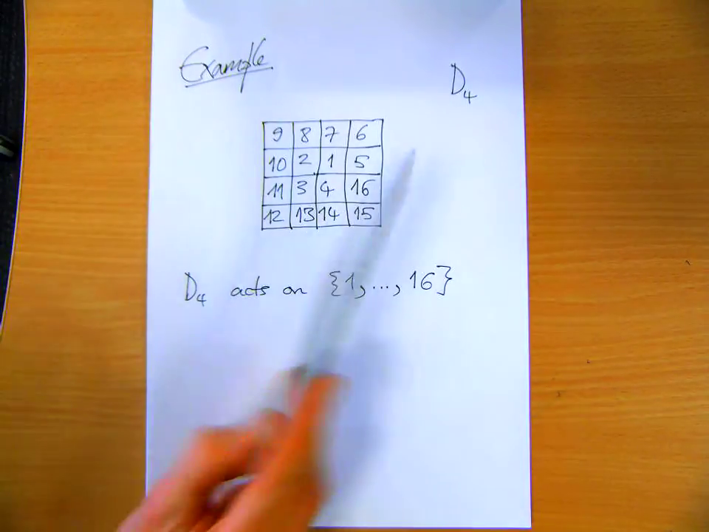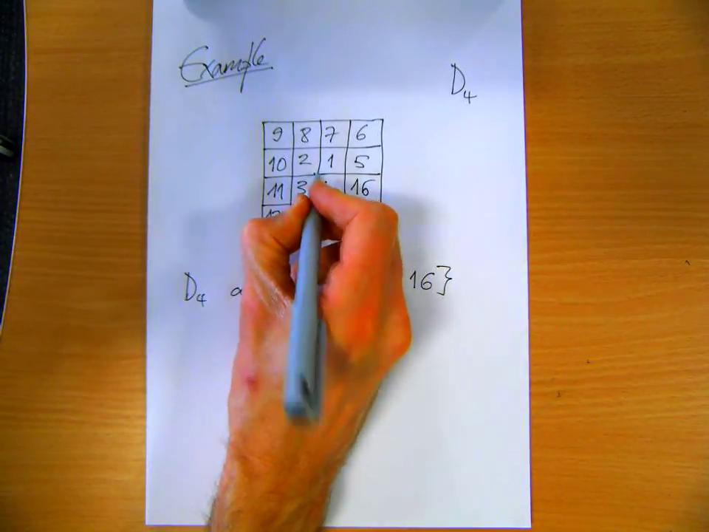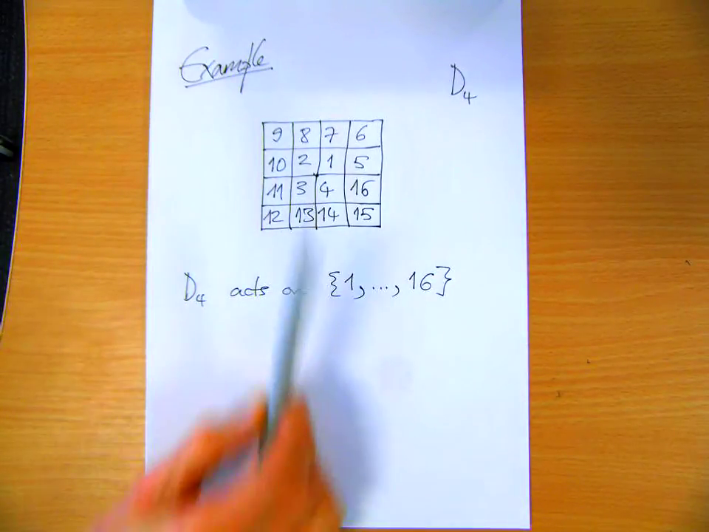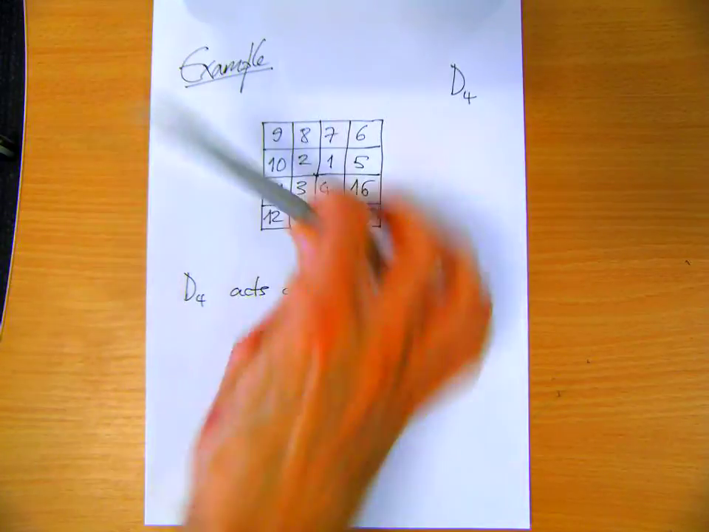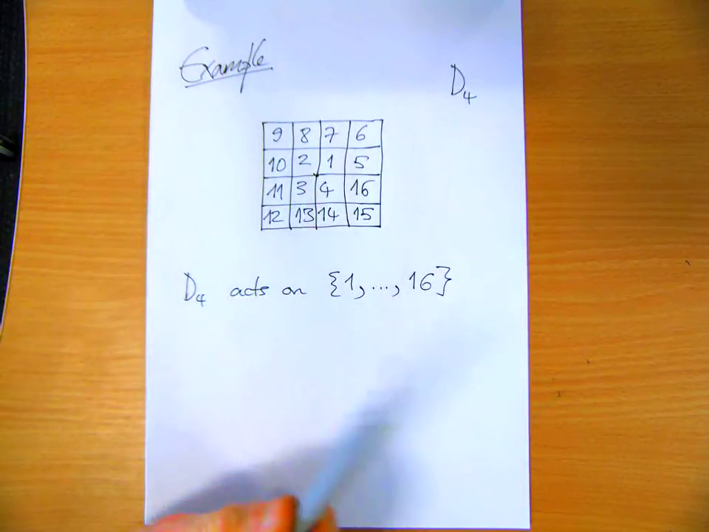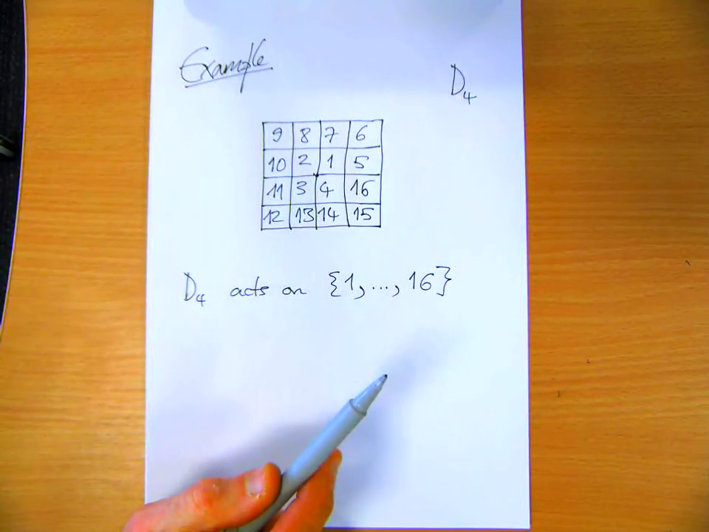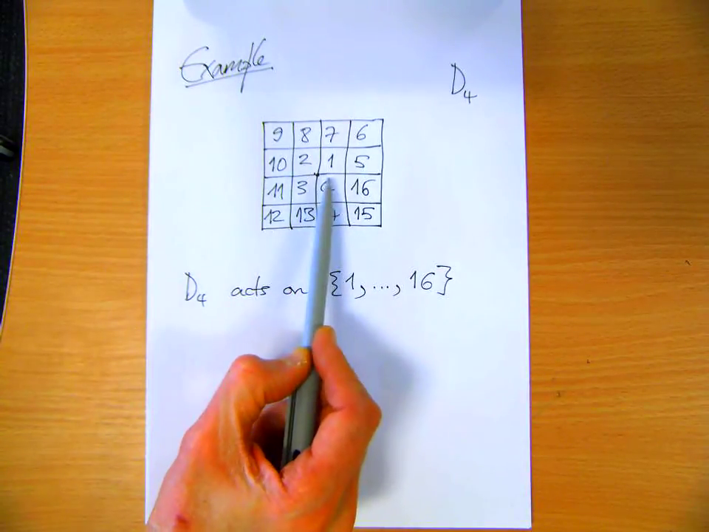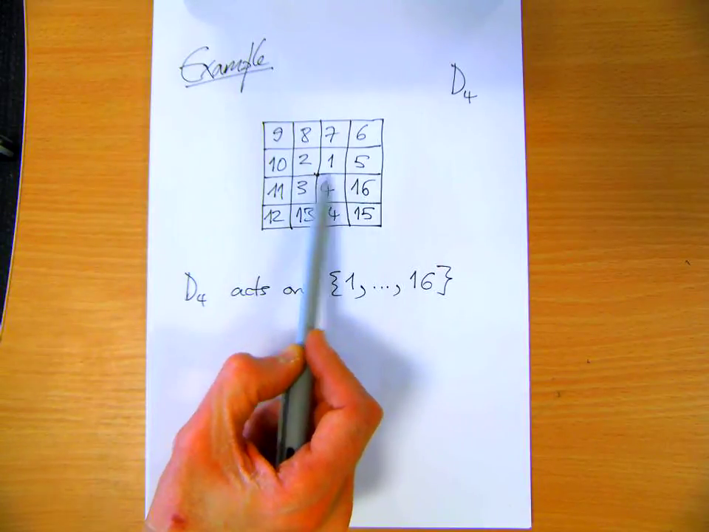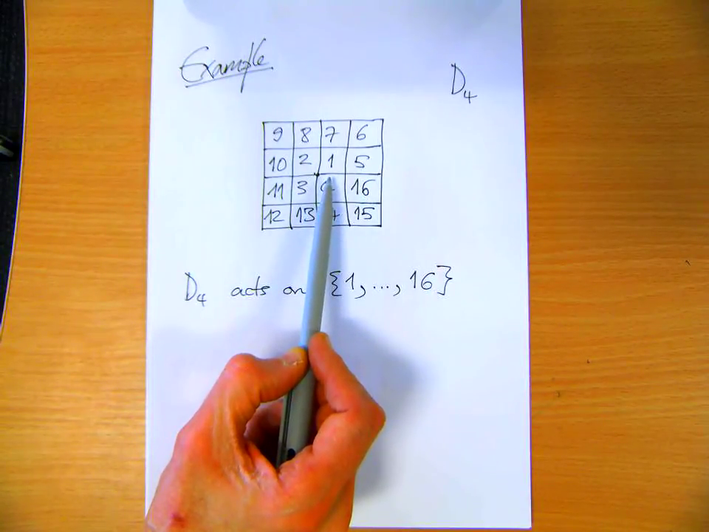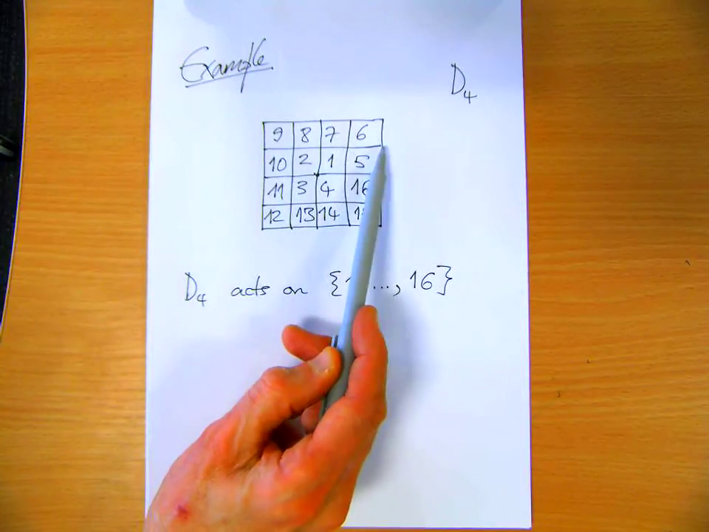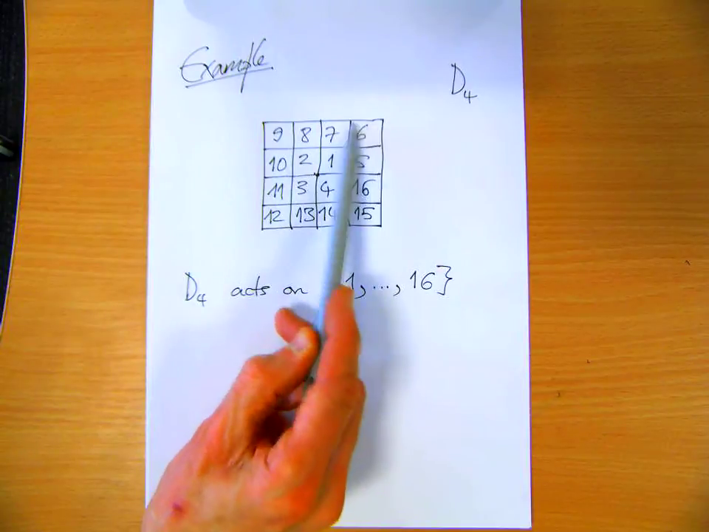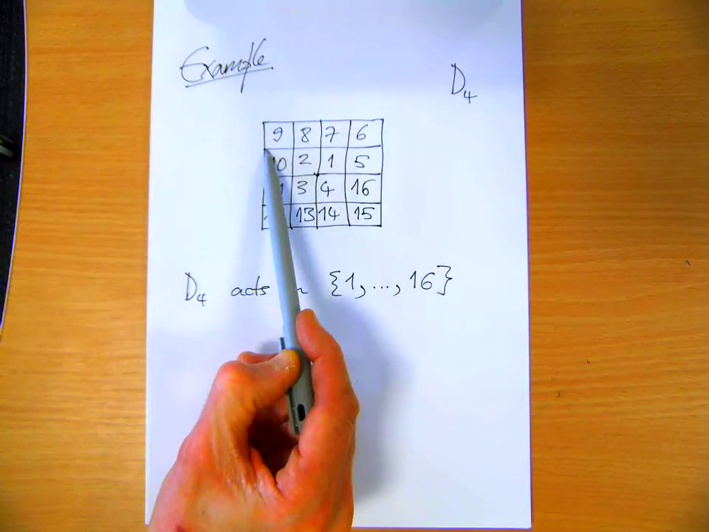But remember, D4 consists of rotations and reflections. Rotations about the centre of the square, and reflections in the lines that bisect the sides and the two diagonals, and we've got notation for the 8 elements in D4. And notice that each rotation and each reflection moves one of these little squares into another little square. So for instance, if I rotate through a right angle counterclockwise, little square 6 goes to little square 9.